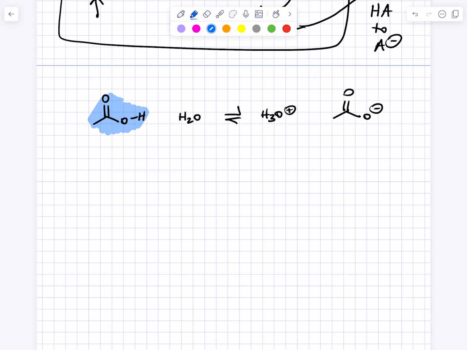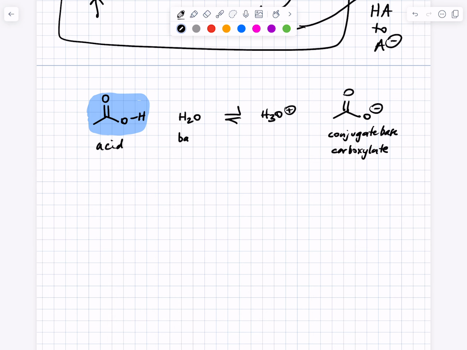You can tell because why? It loses its proton. Which one loses its proton? That's the acid. So which one over here is the conjugate base of the carboxylic acid? The one on the right, the negatively charged thing, yes, this is the conjugate base. This is called a carboxylate. It's the conjugate base of the carboxylic acid. So this is our acid, there's the conjugate base.